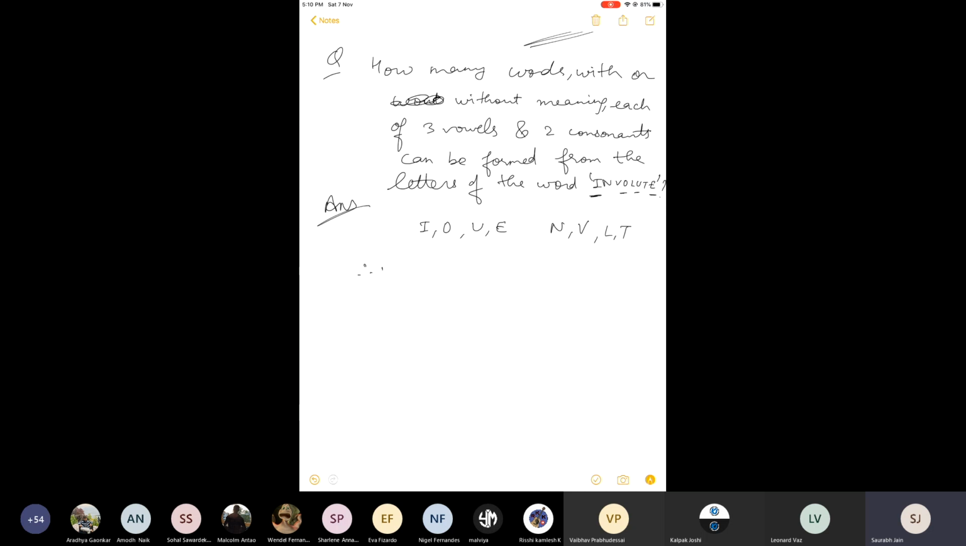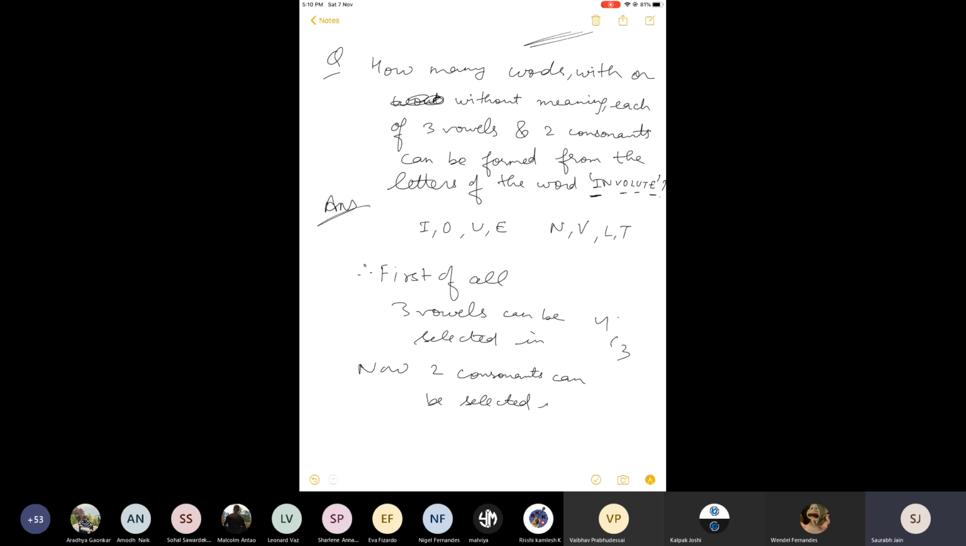So first of all, 3 vowels can be selected in how many ways? Who can tell? In how many ways can we select 3 vowels? 4C3, or 4, both will be the same because the value of 4C3 is 4 only. You have 4 different vowels, you have to select 3. Now, 2 consonants can be selected in 4C2 ways.